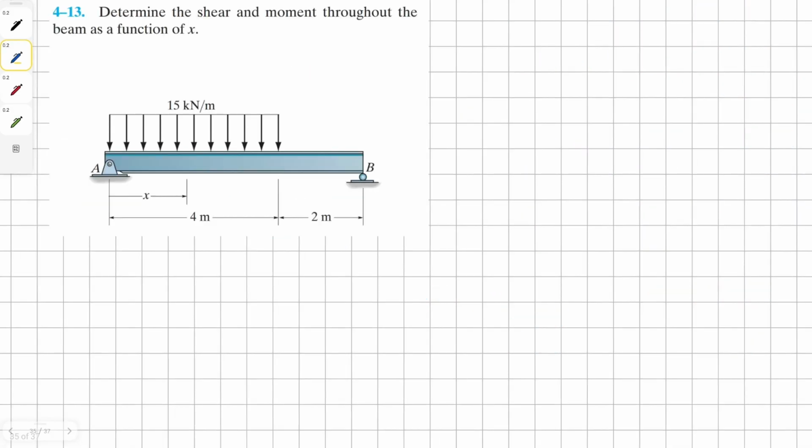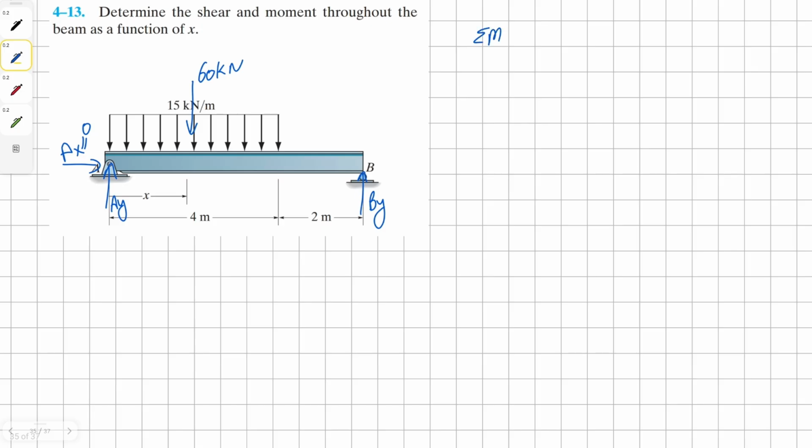Determine the shear and moment throughout the beam as a function of x. To begin, we need to convert our distributed load into point load. So it's going to be 15 times 4, which is 60 kilonewton. And then A is a pin connection. So we're going to have two reaction forces, AX and AY. AX is going to be 0. B is a roller, therefore just BY is going to be our solution.